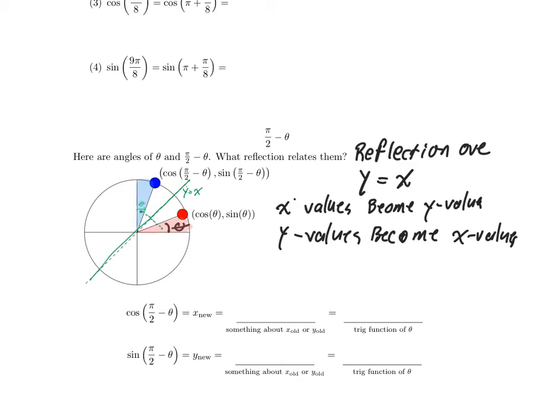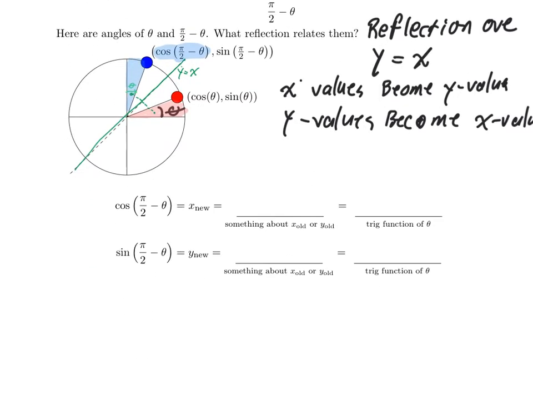So, summarizing this, if I want to know what the cosine of pi over 2 minus theta is, so that's this x coordinate. So that's the new x value. That's the x value after this reflection has been done. Well, how does that correspond to the old xy values? Well, the x and y values have just been switched. So that's exactly the same as the old y value. But the old y value, that's this. That's sine of theta. So cosine of pi over 2 minus theta is equal to sine of theta.